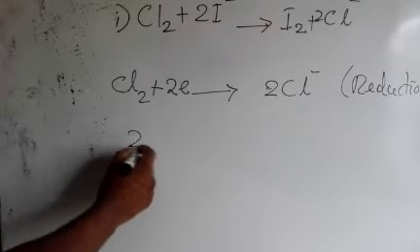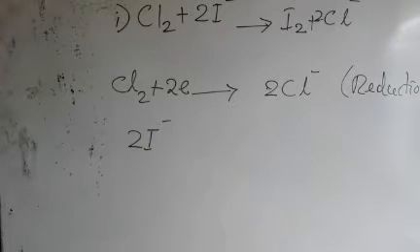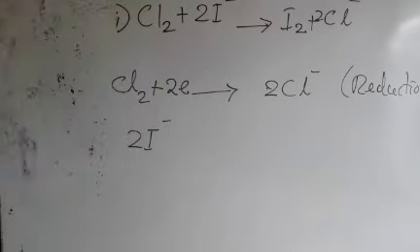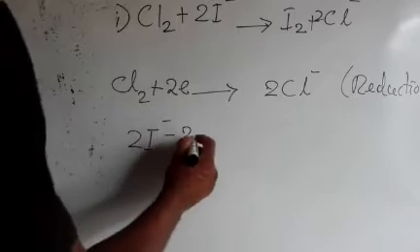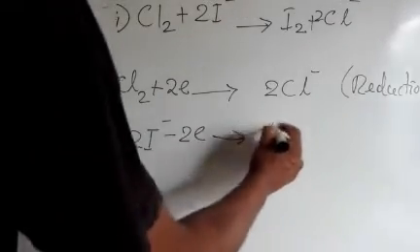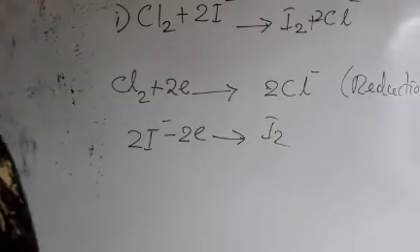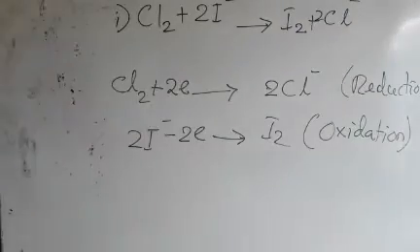And iodide ions, 2 iodide ions are there. So one iodide ion can remove 1 electron and becomes iodine. Like that, these two remove 2 electrons and become iodine. Now you can see that removal of electrons occurs here. So this is an oxidation. Okay.